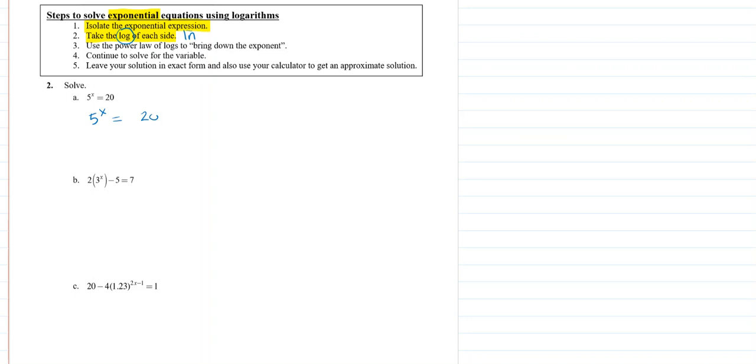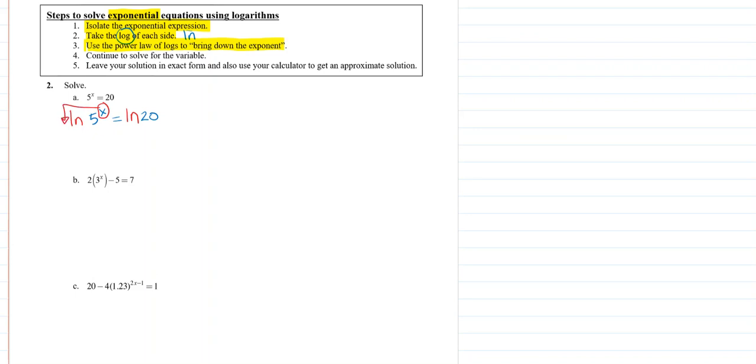Just leave a little bit of space here, and I'm going to stick an ln on both sides. So we're just using the fact that ln, or any log, is a function. So if two things are equal, their ln's are going to be equal. Now, the next step is to use that power law of logs, which we also called the wraparound rule, or bring the cat down from the tree.